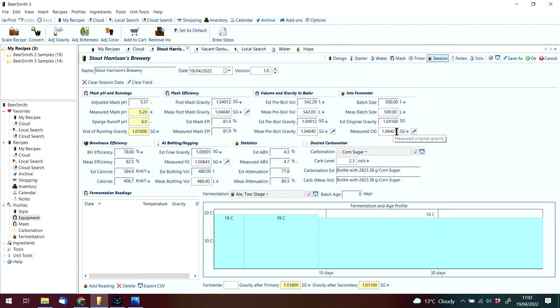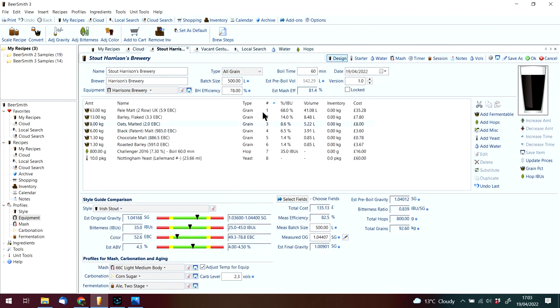You'll notice that our measured OG hasn't changed and our measured FG hasn't changed because they're numbers that we've put in there, of course. So we go back to the design. And we want to see the original gravity down here on this bar, just where the little green and red bars are. We want to see that reflected as the original gravity given to us by Murphy's. And the way we do that, because we're not going to change the quantities of the ingredients, we're going to change this number here, the brewhouse efficiency.